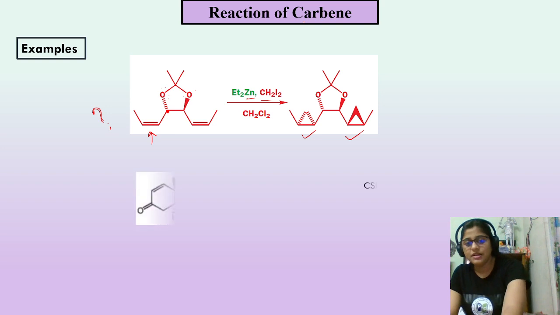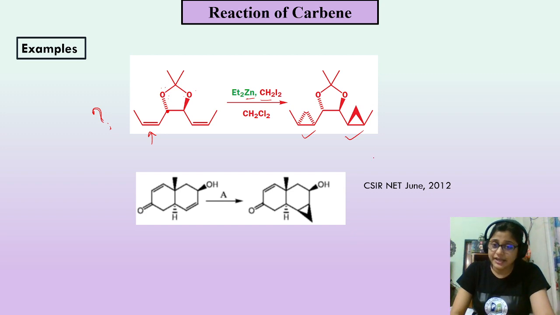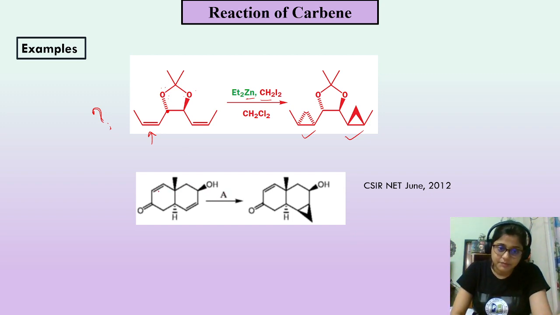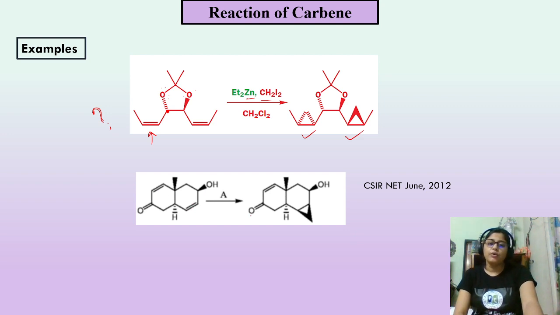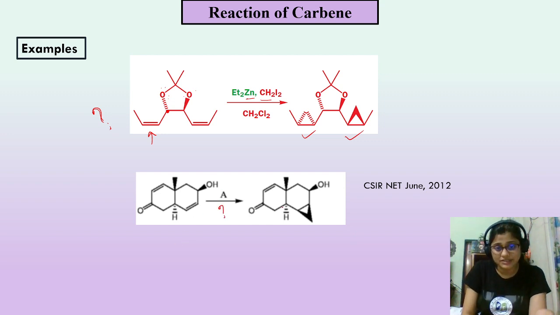Now one question. This is a part of a question, I will say. The other part was also there, but that was not relevant to our topic. This is from the CSIR NET June 2012 exam. Here A is given, and if you see, two double bonds are there, and only one cyclopropane ring is formed, from the upside. It was asked in the question what reagent is responsible for this transformation.